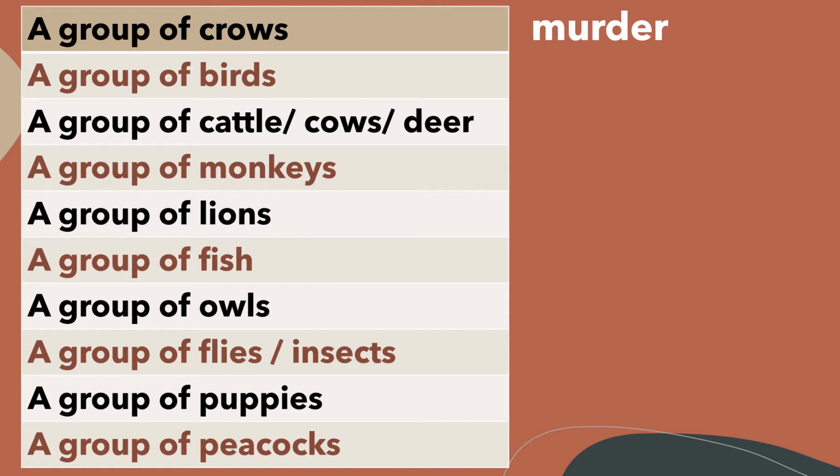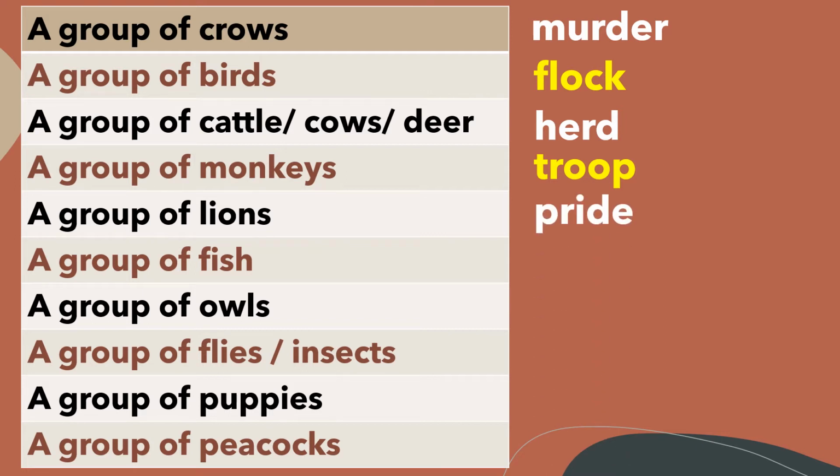A group of birds, any birds in general, the word used is flock. And what about a group of cattle, cows, deer? The word used is herd. And a group of monkeys, the word is troop. So, troop means a group of monkeys.